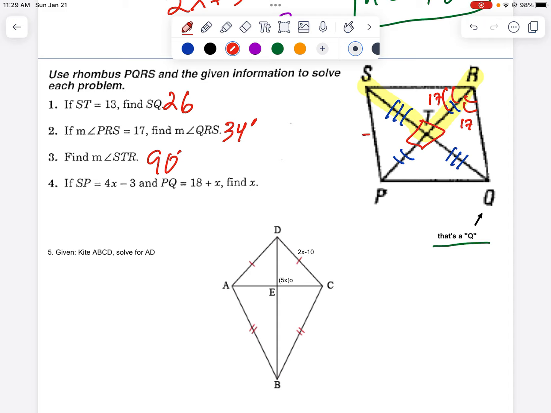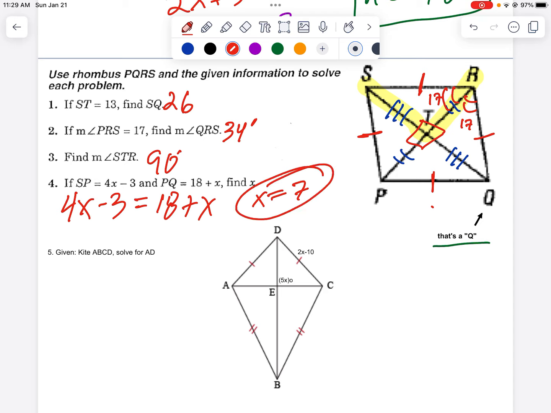SP is right here. PQ is down here. We have to find X. What do we know about the sides of a rhombus? The sides of a rhombus are all the same. They're all congruent. So SP is congruent to PQ. What do I do when 2 things are congruent? We set them equal and solve. All right. If I solve that out, I think you get X equals 7.